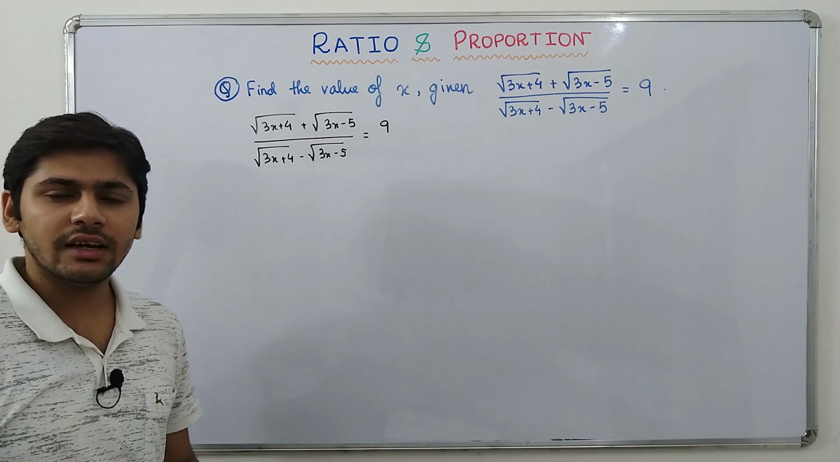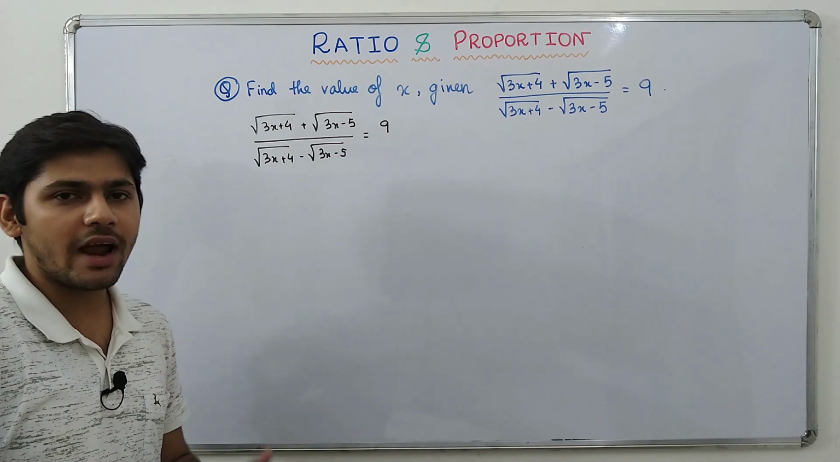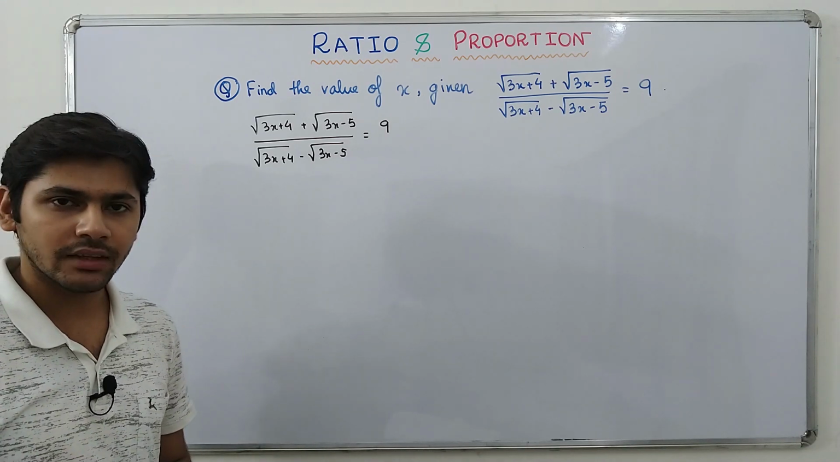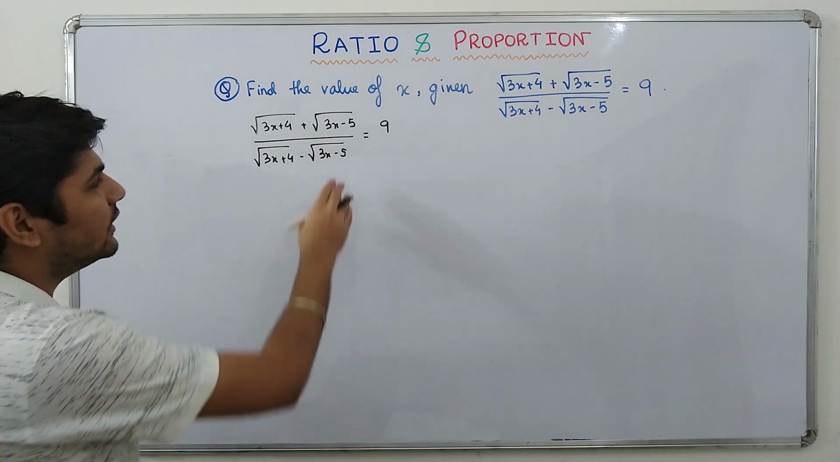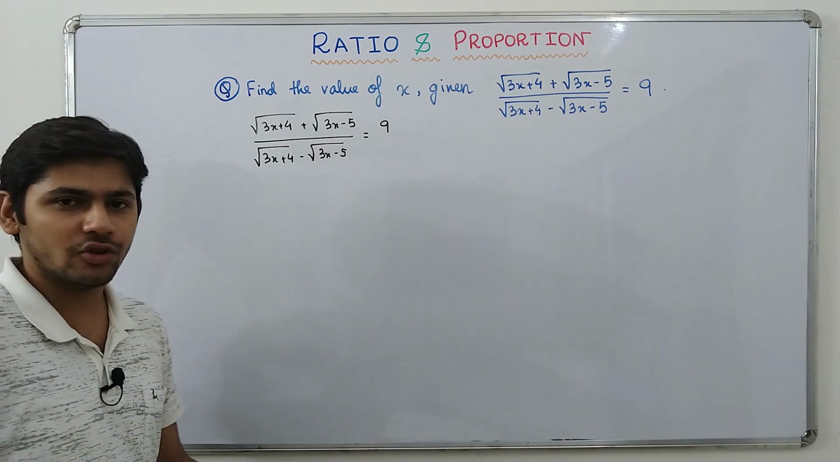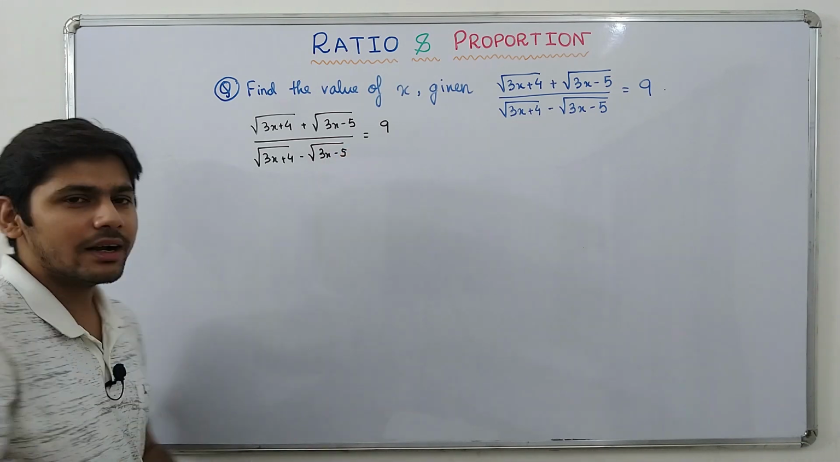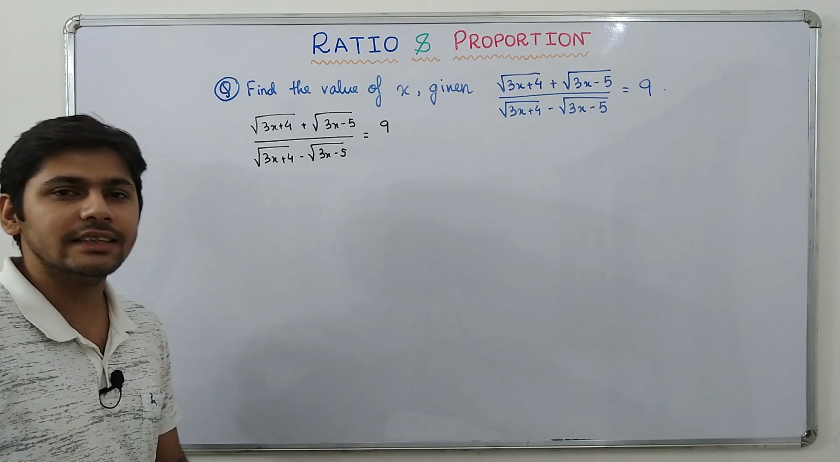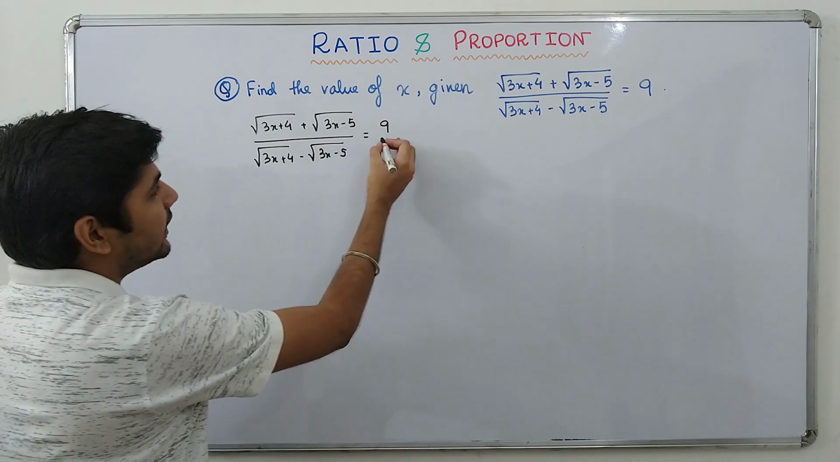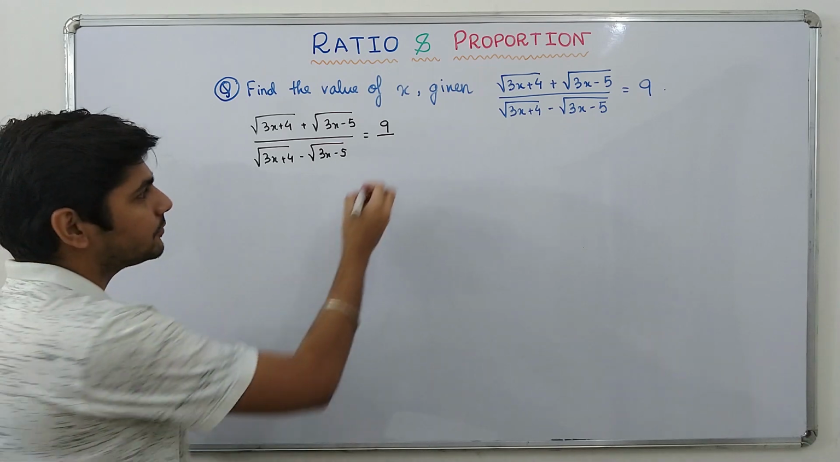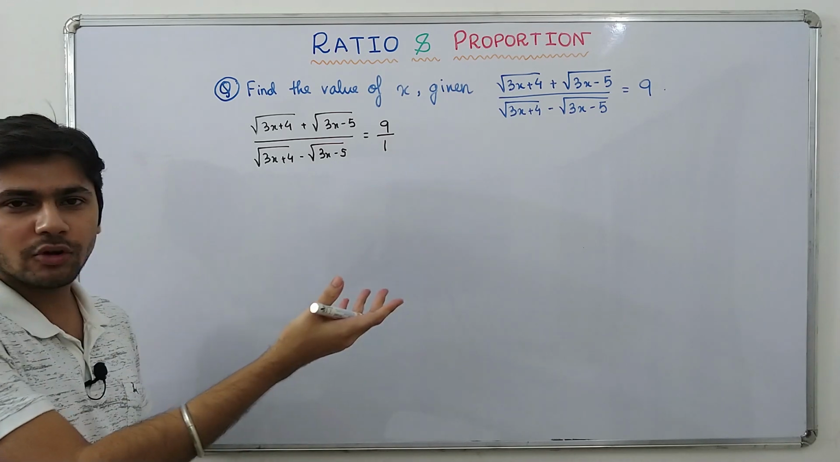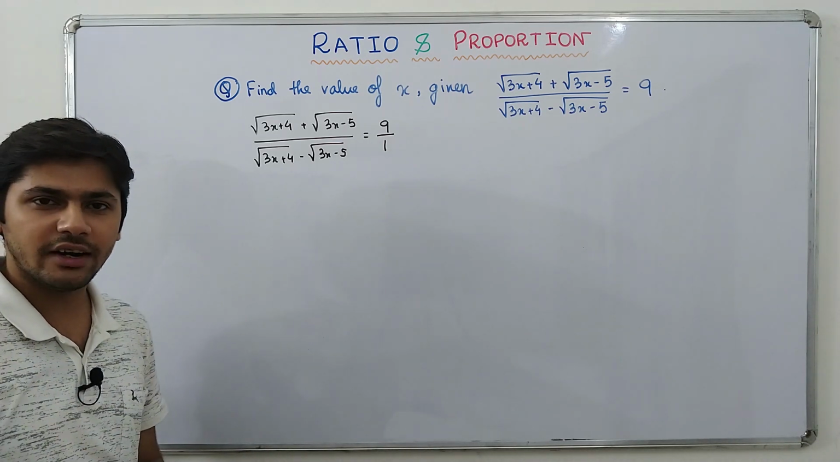Now what will we do over here? We will use componendo and dividendo to solve this sum. Now you can ask me that on the RHS we do not have any ratio, we just have the number 9. But let me tell you, the denominator is never empty. The denominator will have 1. So now we get the proportion, and we can easily use componendo and dividendo.